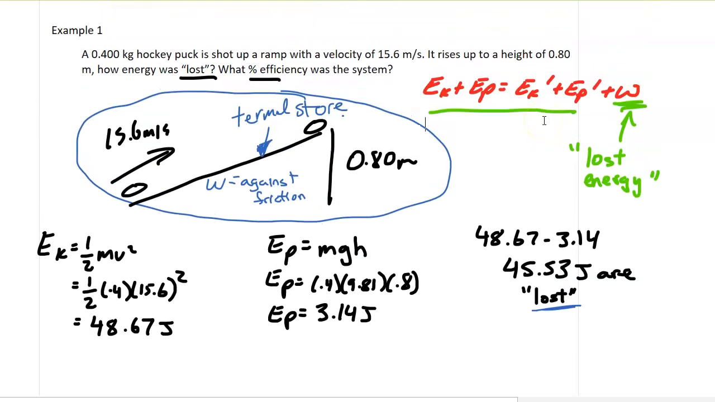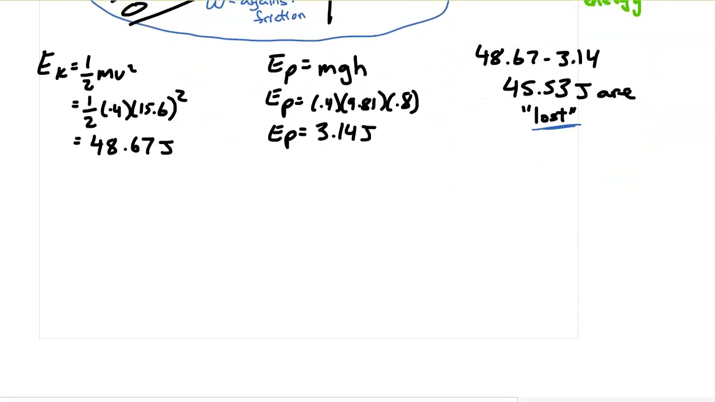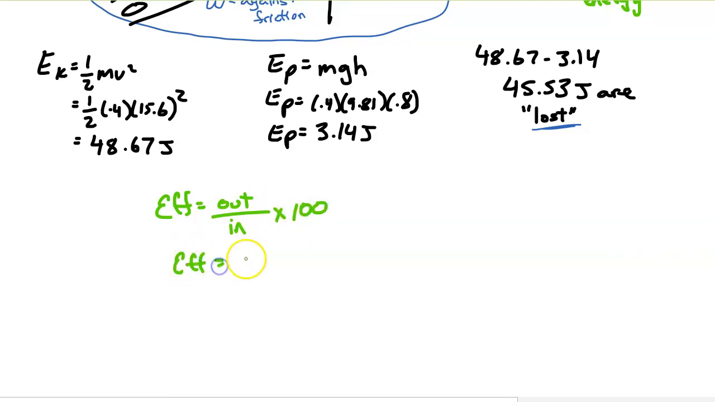Now the question also asks to find the efficiency. So if we're going to do that, efficiency is going to be the output that's desired divided by the input times 100%. So 3.14 joules, divided by 48.67 joules, times 100 means the efficiency is simply 6.5% to 2 sig digs.